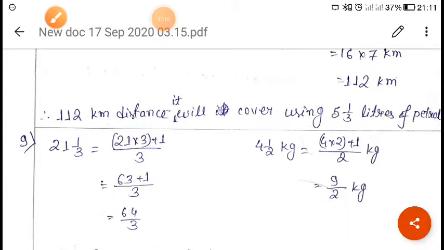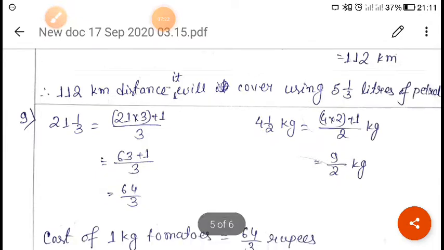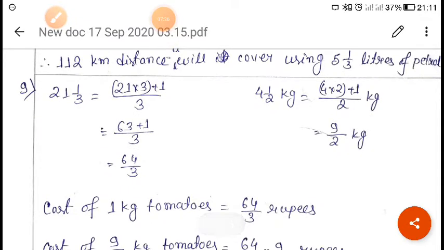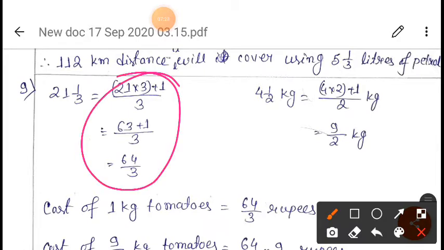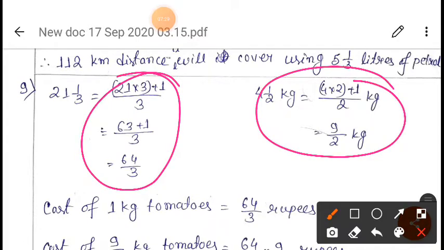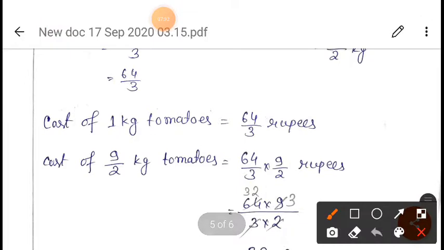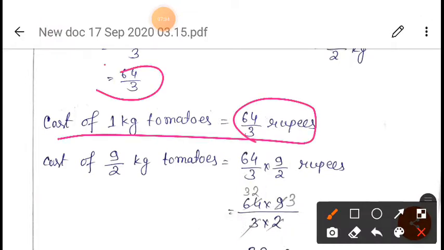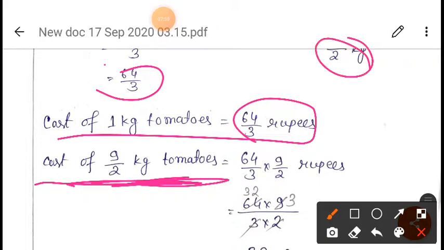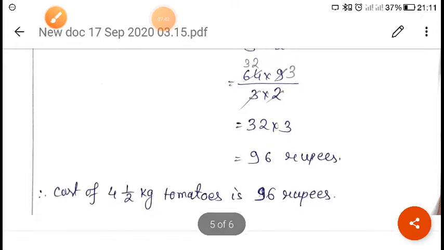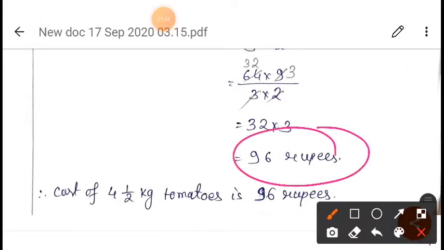Now next is again the same. The cost of 1 kg tomato is 21 1 by 3. Find the cost of 4 1 by 2 kg tomato. So it is also easy, very easy. As you can see, we have solved this one, we have solved this one. Okay, so the cost of 1 kg tomato is 64 by 3 after solving this, right? Now the cost of 9 by 2 kg of tomato after solving this one, we will multiply by this 2. So when you multiply this, you will get 96 rupees.